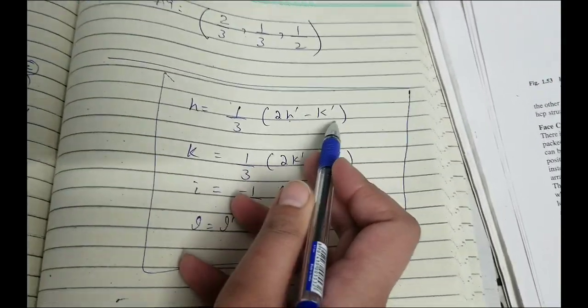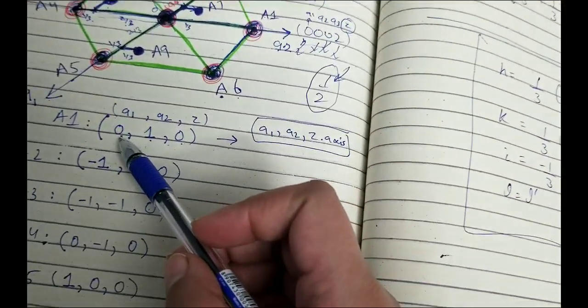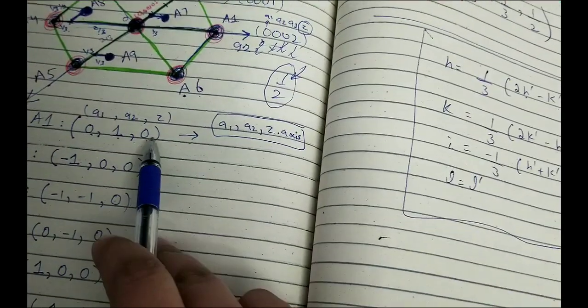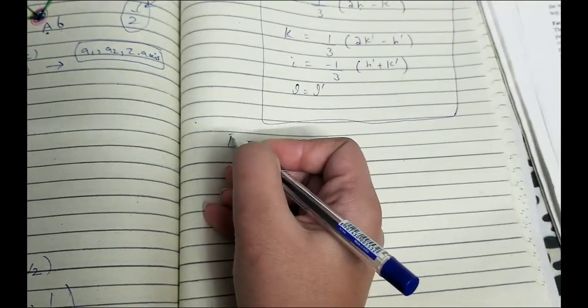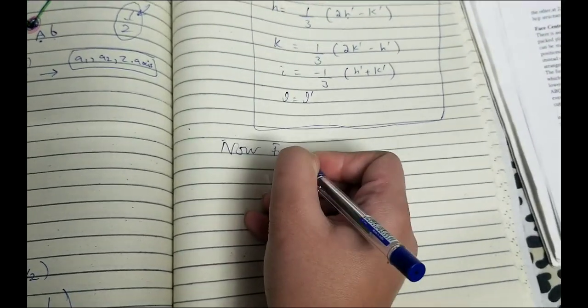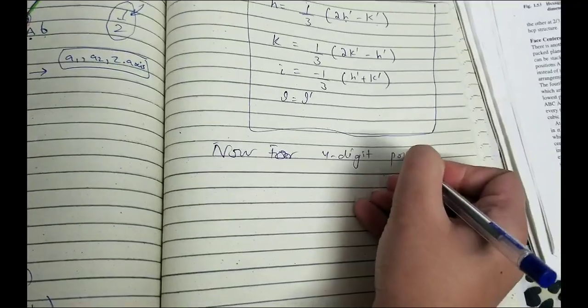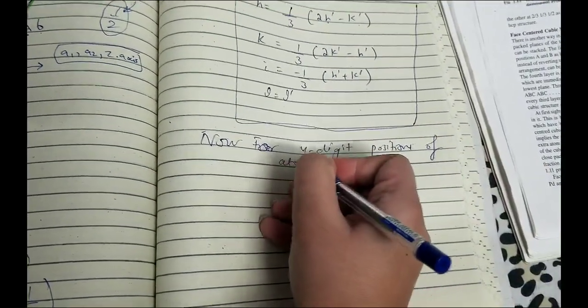Now after that, h prime, k prime and l prime. This is h prime, this is k prime, and this is l prime. So in place of h prime you will write the a1 coordinate, in place of k prime you will write the a2 coordinate, in place of l prime you will write the z coordinate. Okay, so let us now find the 4-digit positions of atoms.